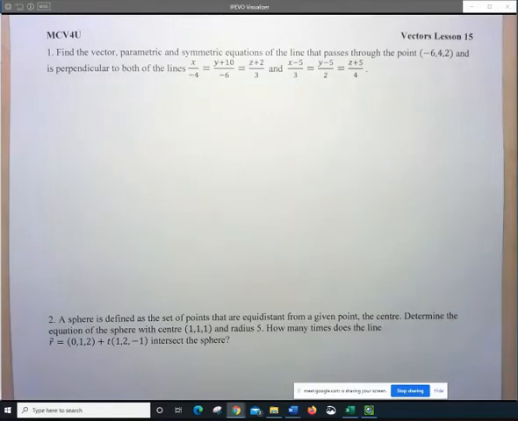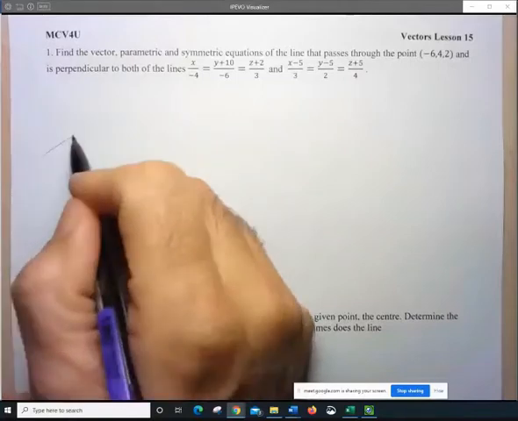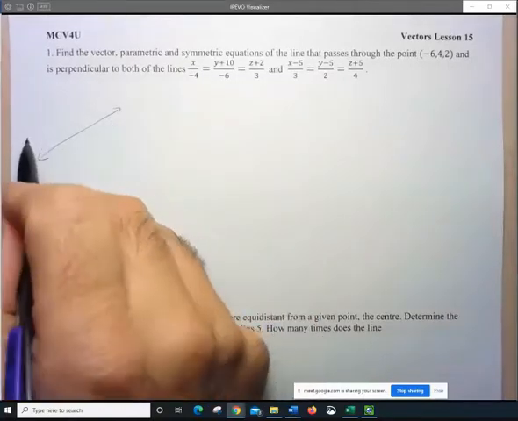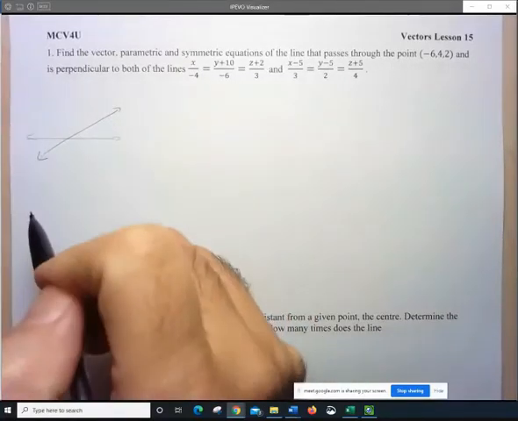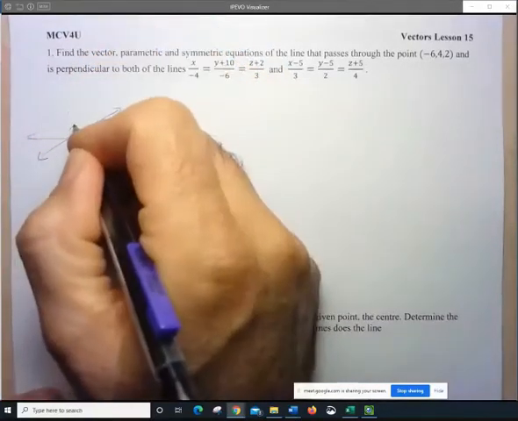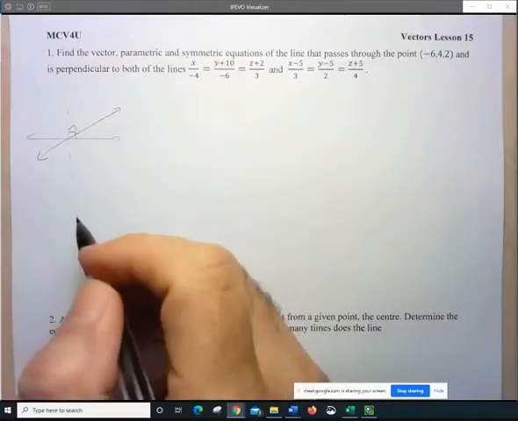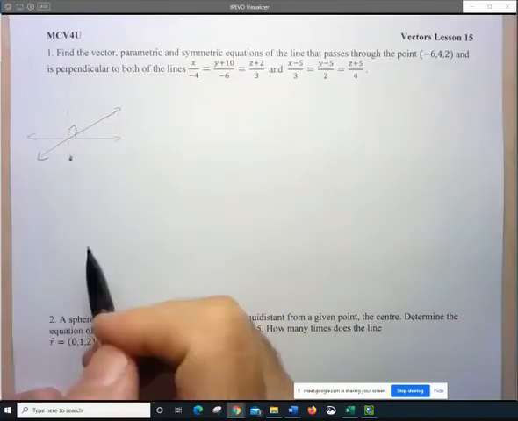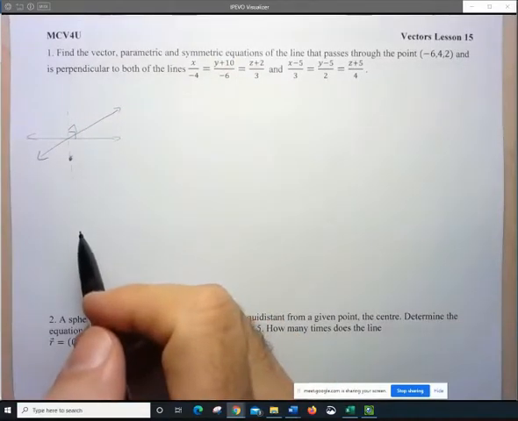Okay, folks, we're back. So let's take a look at this first question here. Nothing stops you from drawing a little diagram. You've got these two lines in 3D, and what you're looking for is a line that's perpendicular to both of those. So we have a point on the line that we're looking for. What we're missing is a direction vector.